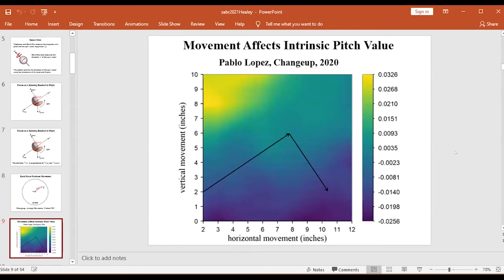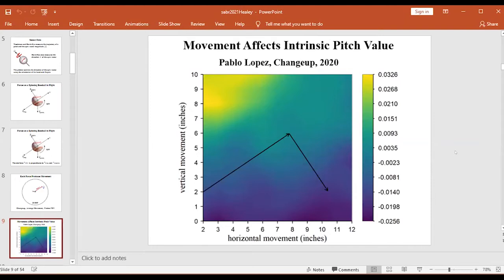And a tool that we can use to address this is the intrinsic pitch value. And what we're looking at here is the parameters of the Pablo Lopez changeup in 2020. And we're plotting movement. And what this map tells us is the run value of the pitch as a function of the movement. And the way this works is that the positive numbers are good for the batter, and the negative numbers are good for the pitcher. So 0 is a league average pitch.